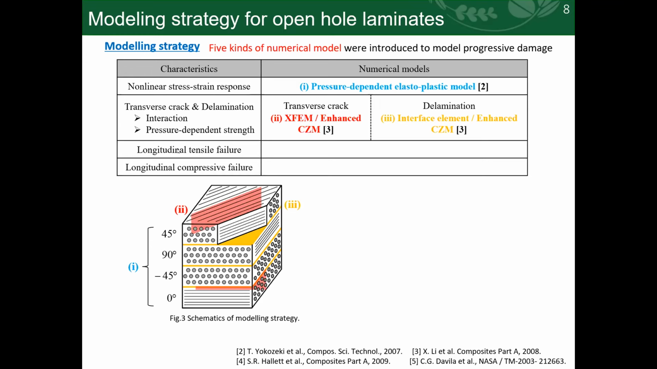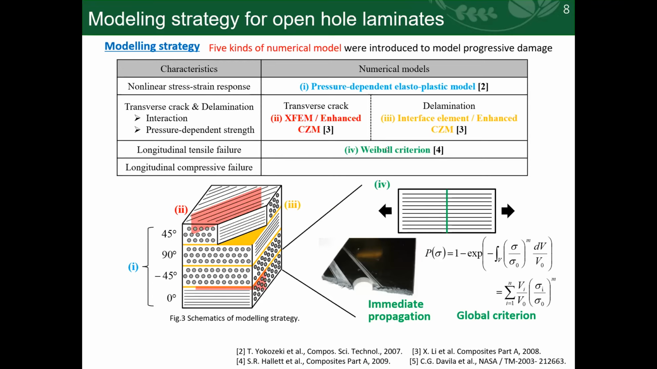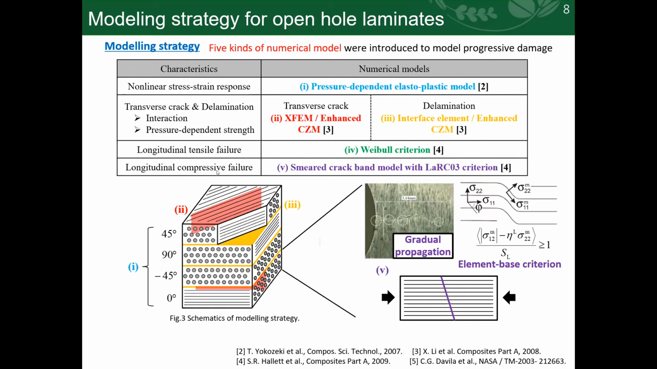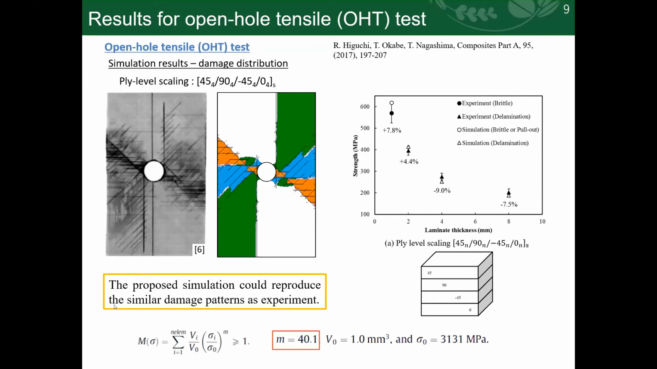longitudinal tensile failure. Such kind of failure is modeled by the Weibull criteria proposed by Hallett, and the longitudinal compression failure is modeled with the smeared crack model and the lag criteria. So you can see that the proposed simulation could reproduce the similar damage pattern as the experiments. The simulated strengths agreed well with the experiments.